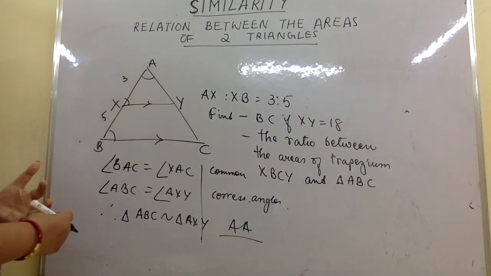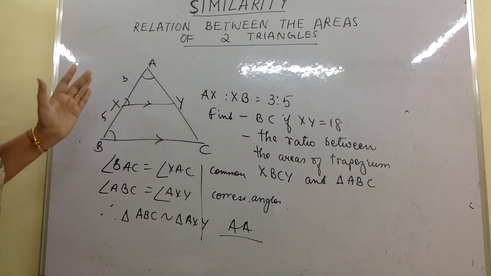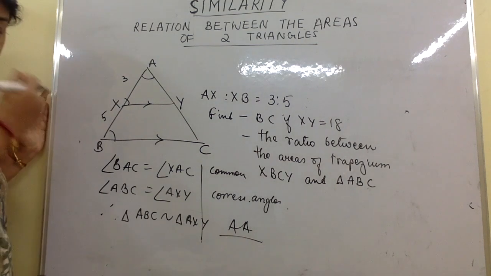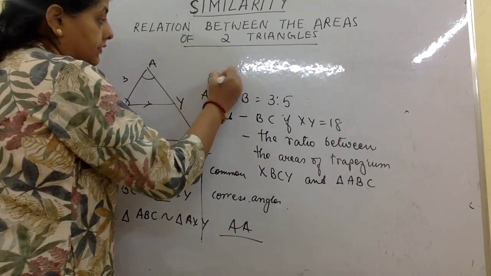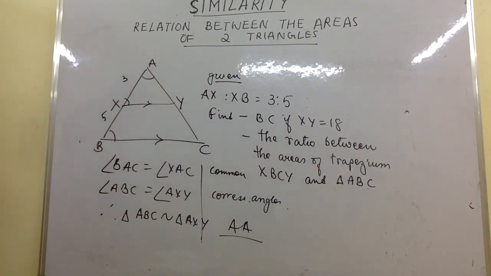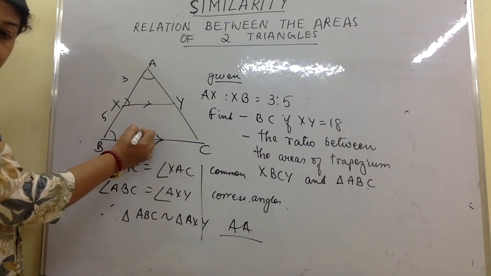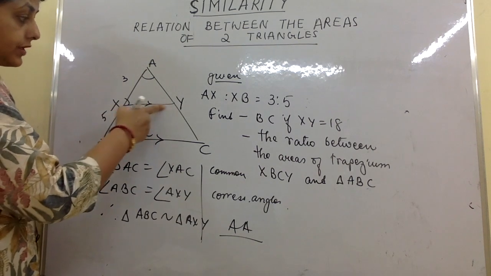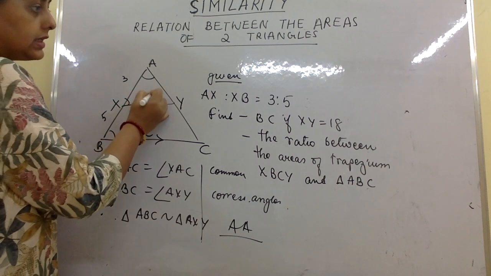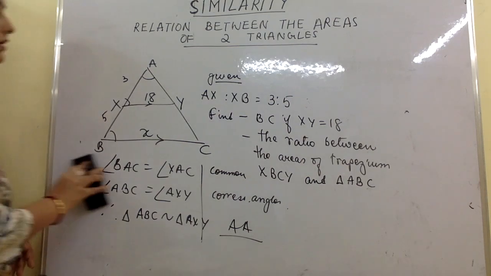Okay, so now AX is to XB is given as 3 is to 5. So let's do the rest now. First part is we have to find the length of BC. How much is BC? If we take this as X, XY is given as 18. Okay, so first thing we will prove that. So what do we do?